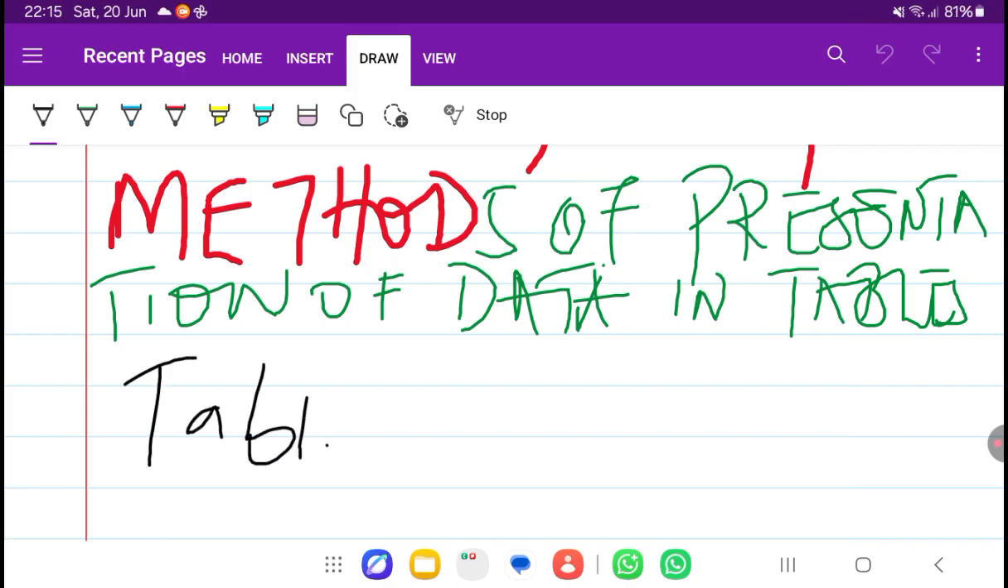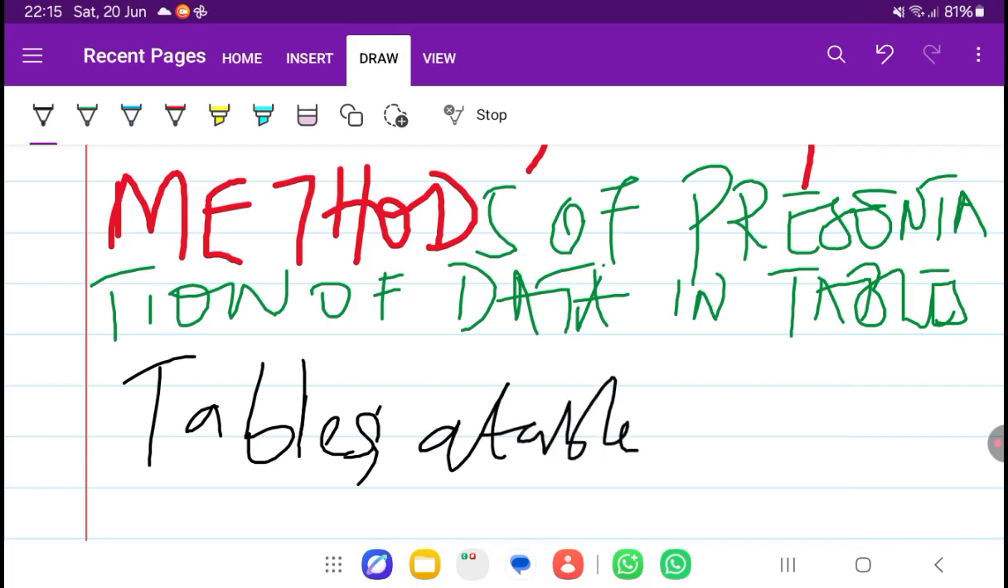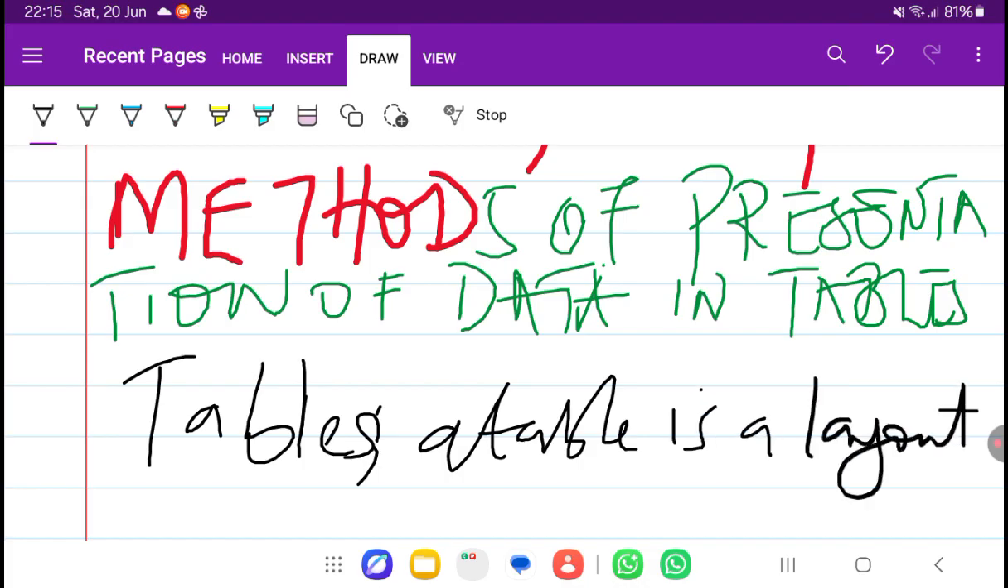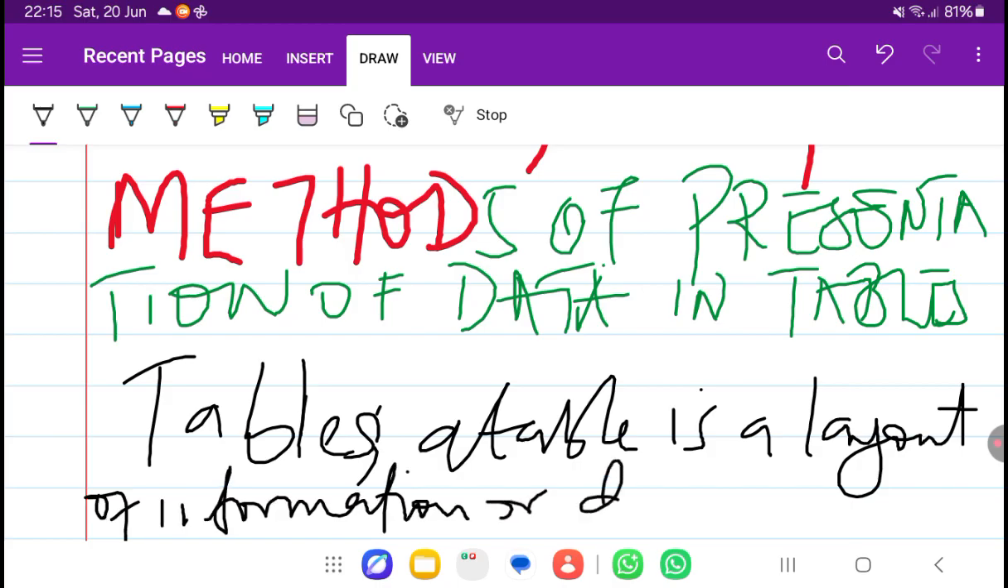Table, or tables. Of course, a table refers to a layout. So a table is a layout of information, or data.